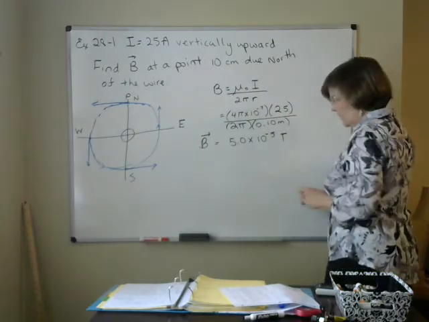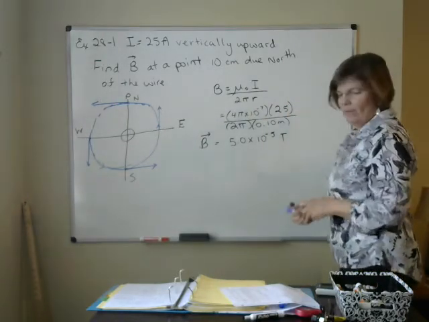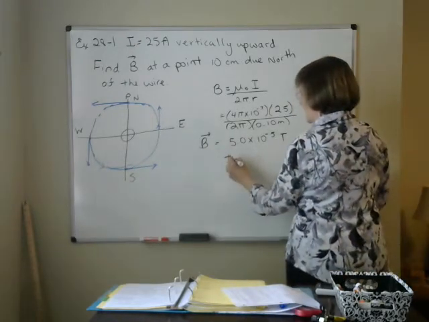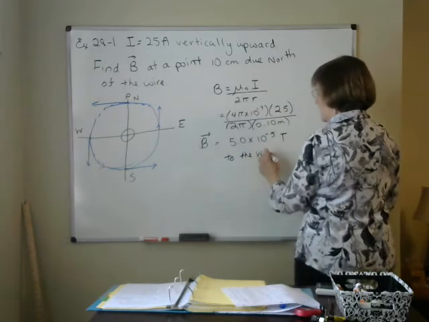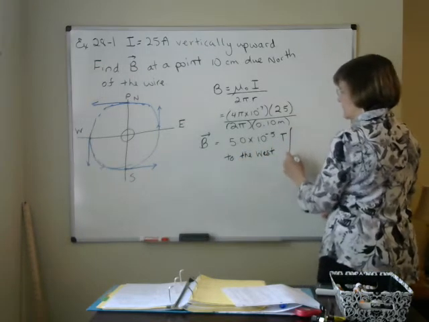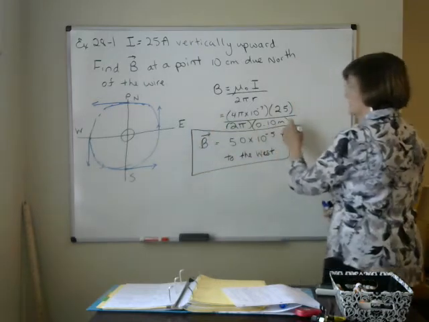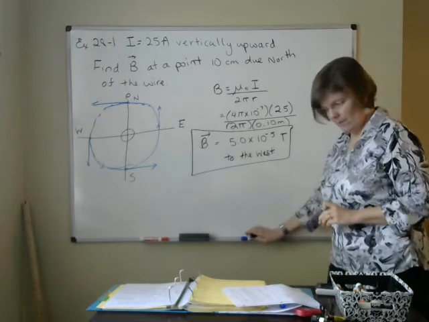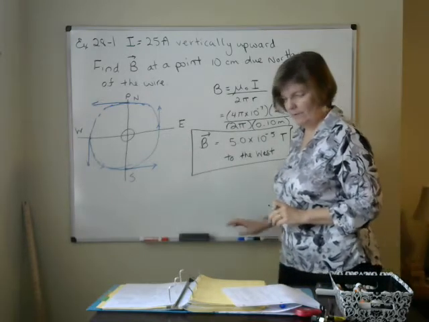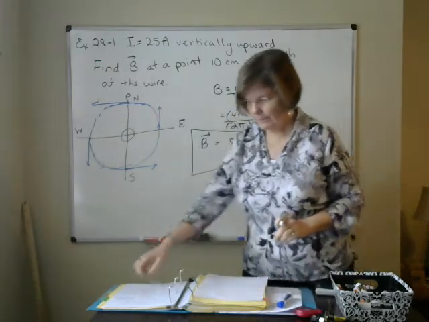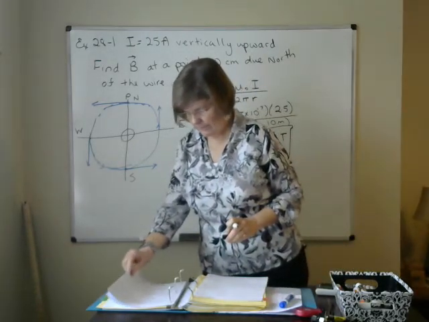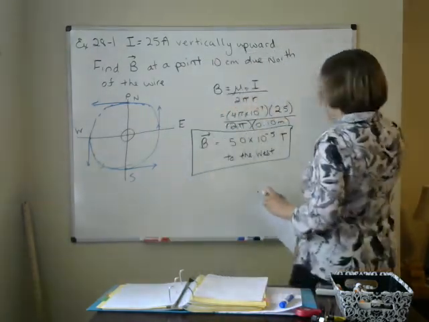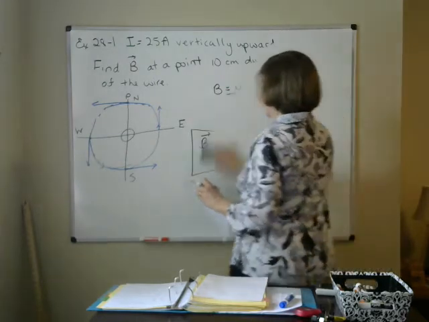So the answer to my question is 5.0 times 10 to the negative 5th Tesla to the west. That's, if I remember correctly, very comparable to the strength of the Earth's magnetic field. Let's look at another problem. This one's also right in your textbook, so you can go read through it again in your textbook.